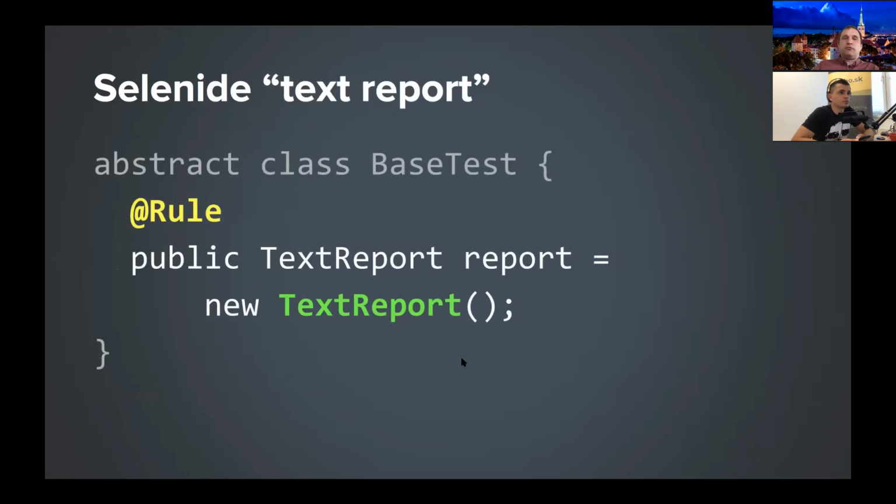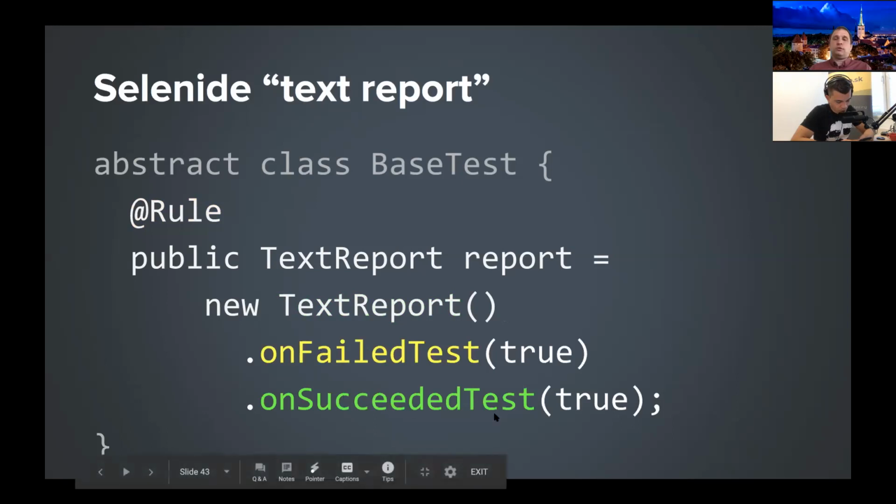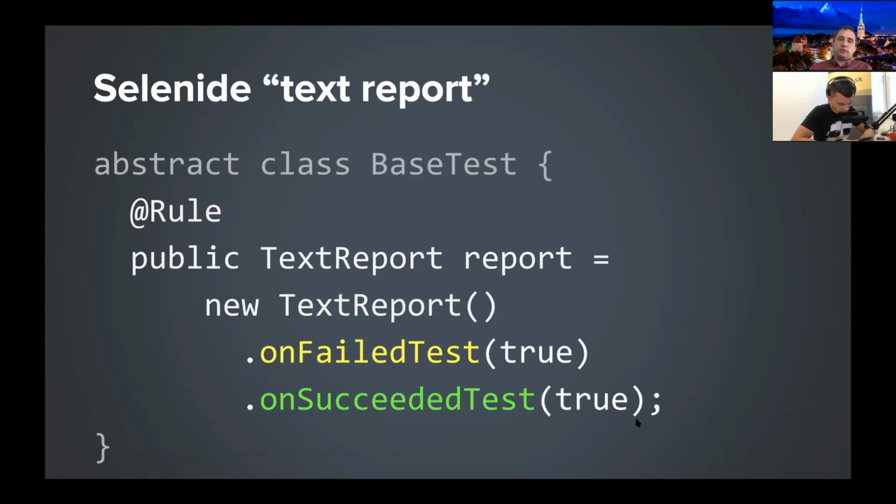This is an example for JUnit 4. You need to add a rule. You need the text report provided by Selenide, and you can also configure this rule. By default, it prints out the report only for failed tests, but if you need, you can also configure it to print out reports for all tests, for succeeded tests too.